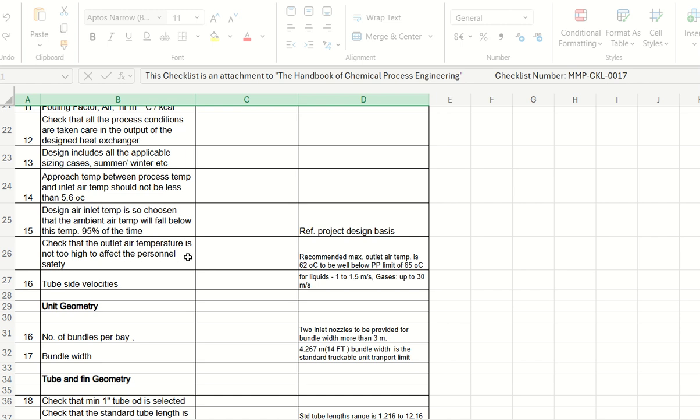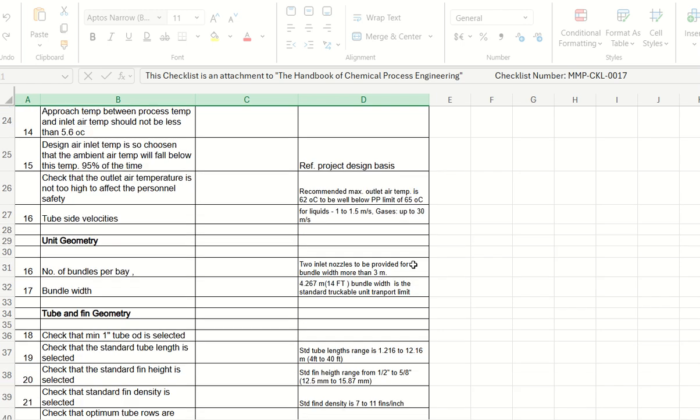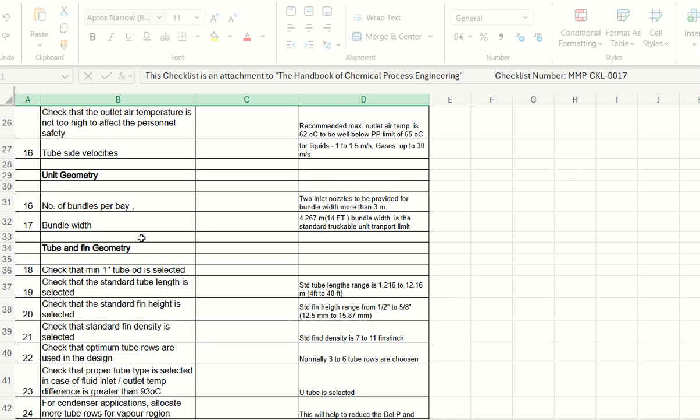Check that the outlet air temperature is not too high to affect personal safety. Recommended max outlet temperature is 62 degrees C, well below the PP limit of 70. So PP is personal protection, so the temperature should be less than 62. Tube side velocity for liquids is 1 to 1.5 meters per second, gases up to 30 meters per second. Unit geometry, number of bundles per bay.